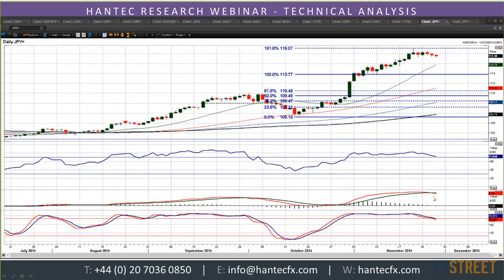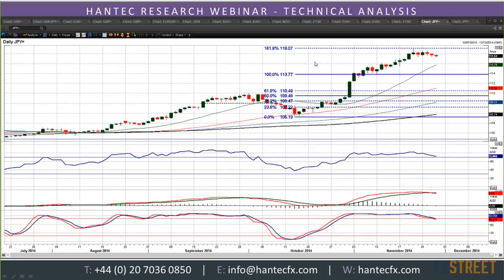So we could be close to a similar sort of situation where you get that drift. And we saw a drift back from 110 ultimately back to 105, so 5 big figures. Well, 119 back to 113.77 would again be 5 big figures. So it wouldn't be beyond the realms of fantasy to imagine that happening again. But we'll see how it goes at the moment. Certainly at the moment, I'm not making that call yet. But it is something that is in the back of my mind.